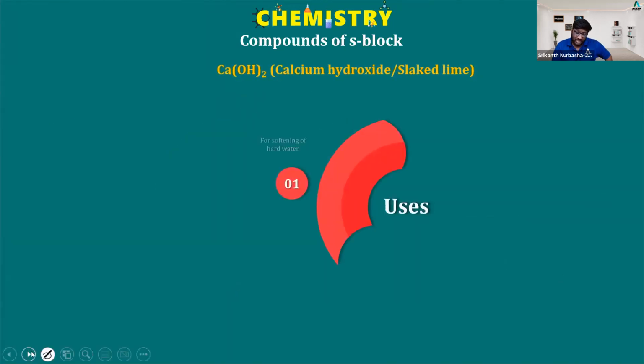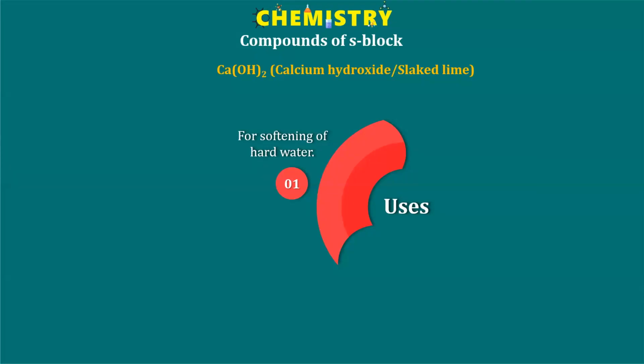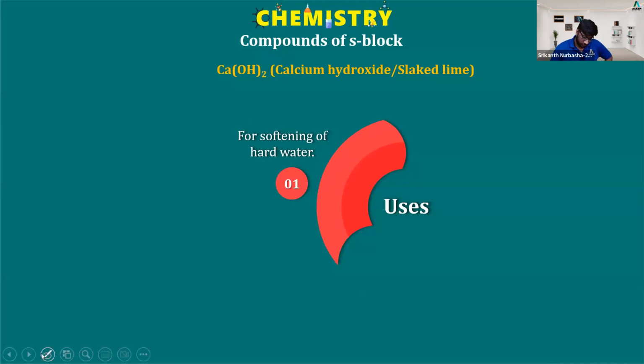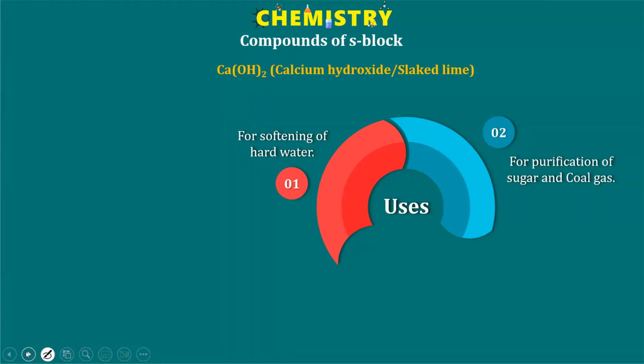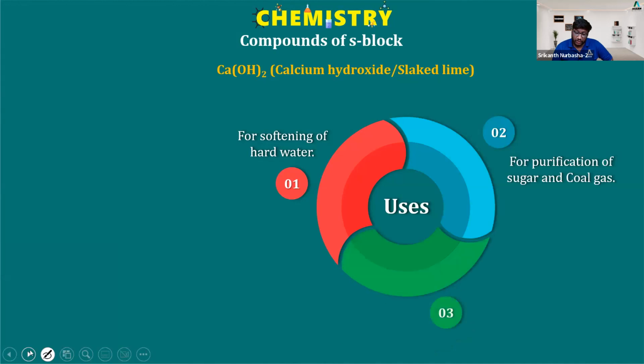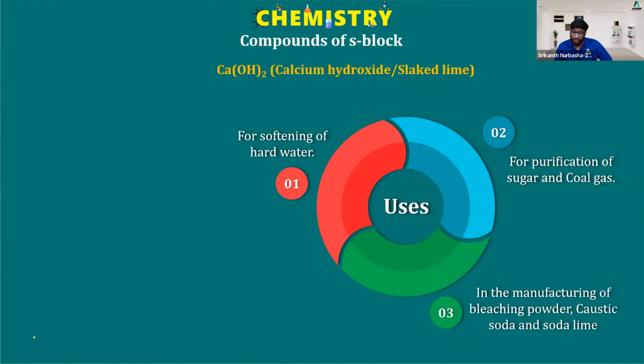Uses, if you think of calcium hydroxide for softening of hot water, where you have used, students, Clark's method. Like temporary hardness or permanent hardness? Temporary hardness. Yes or no? Yes. For softening of hard water, for purification of sugar and coal gas, and also in the manufacture of bleaching powder, caustic soda and soda lime, this calcium hydroxide is going to be used. As I was saying again and again, you have to remember the uses.